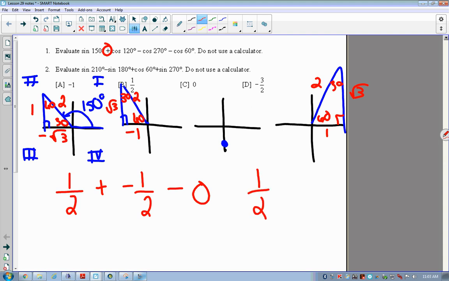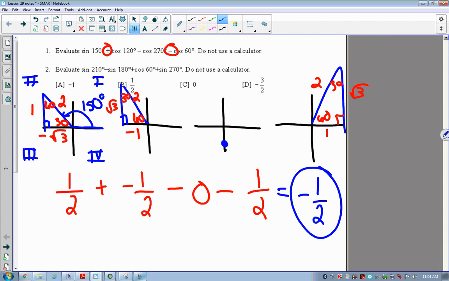But be careful because we've got a negative there, right? So what happens to our first halves? They cancel out. We're subtracting 0 from it, so I'm simply left with -1/2. If I plug all of that in my calculator, sine 150 plus cosine 120 minus cosine 270 minus cosine 60, do I get -0.5? Great. Will it always work out that nice and neat? No, it won't. Okay?